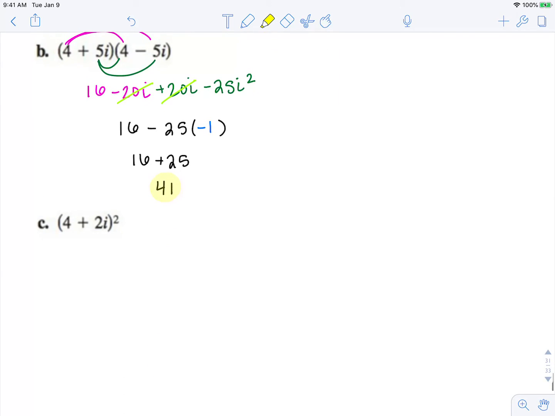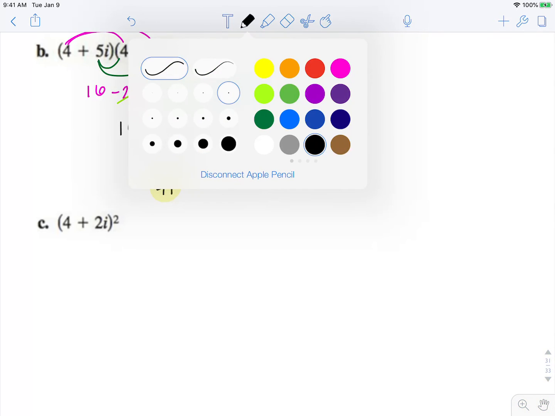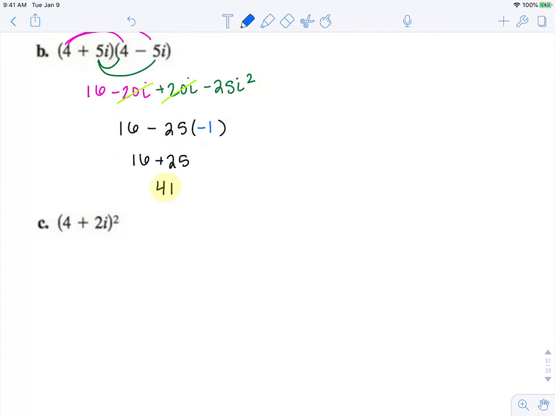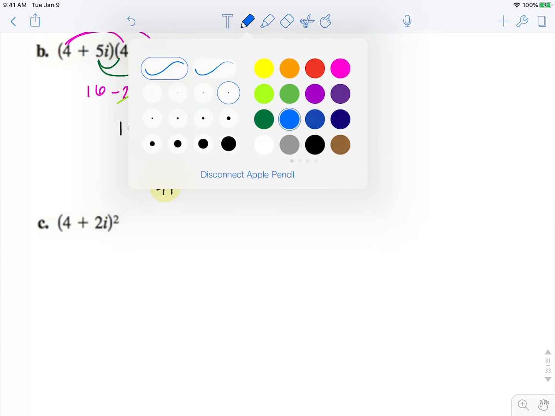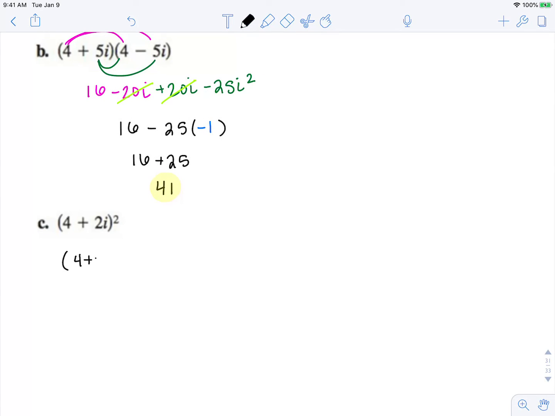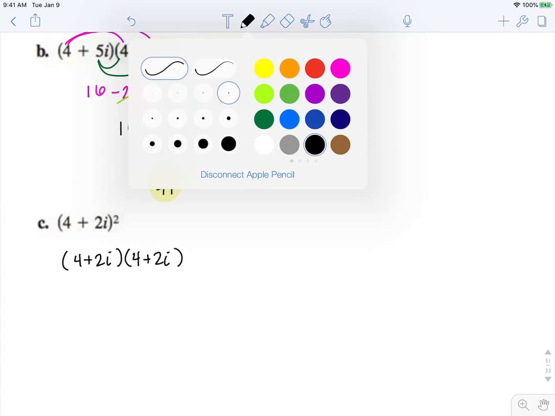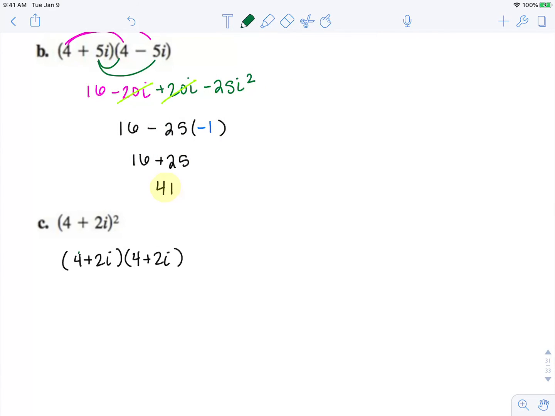Now we're squaring a complex number. Remember, when you're squaring a binomial, that means you're writing that binomial twice and multiplying it by itself. So I can FOIL. 4 times 4 is 16. 4 times 2i is 8i. 2i times 4 is 8i. 2i times 2i is 4i squared.